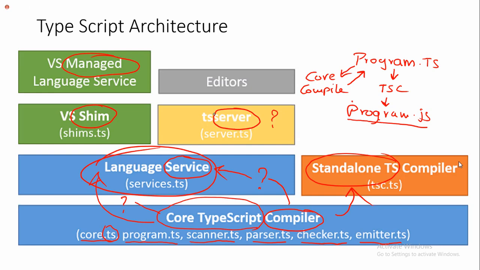So as of now, I hope everyone is clear. What is the standalone compiler? What is the core compiler? What is language service? And what is the TypeScript server? So what did you understand by TypeScript server? It is the location where all the TypeScript programs are loaded, compiled, processed, and the output generated. Entire TypeScript related program execution will happen in this server. This is the location where everything happens.